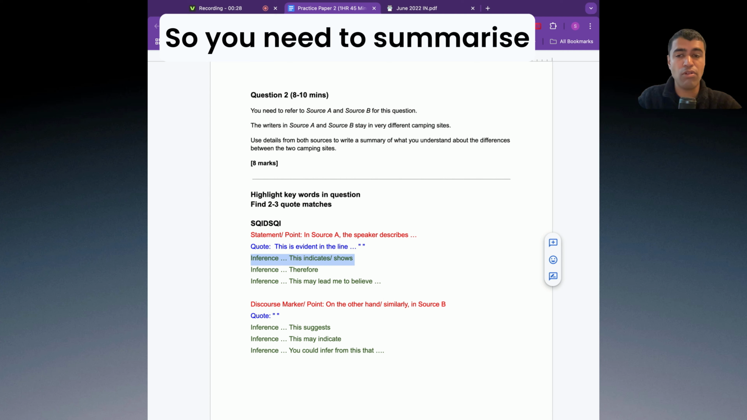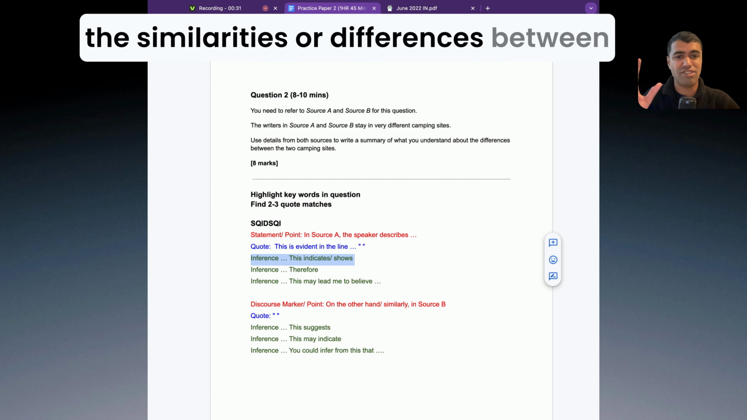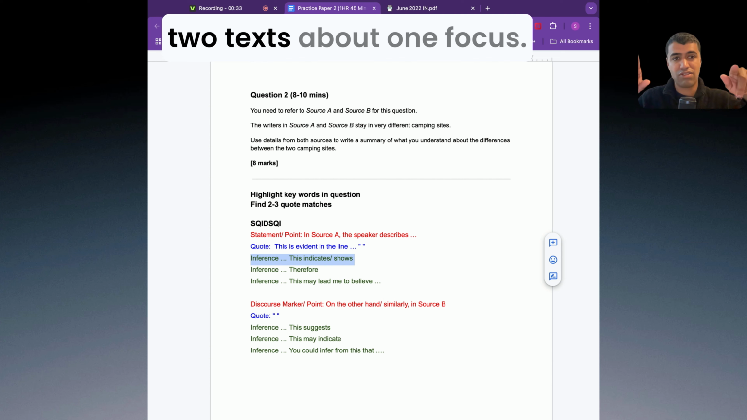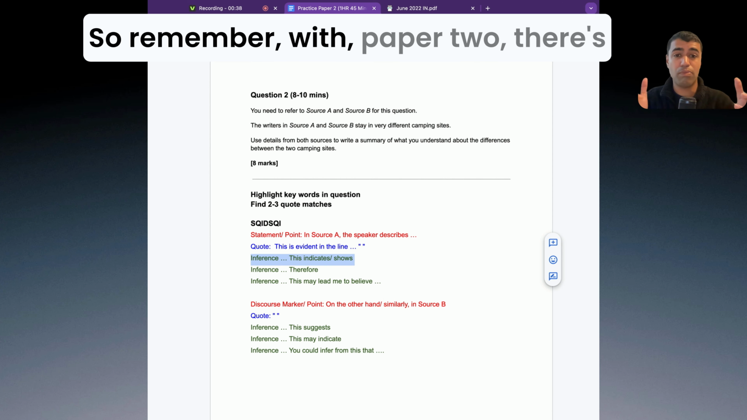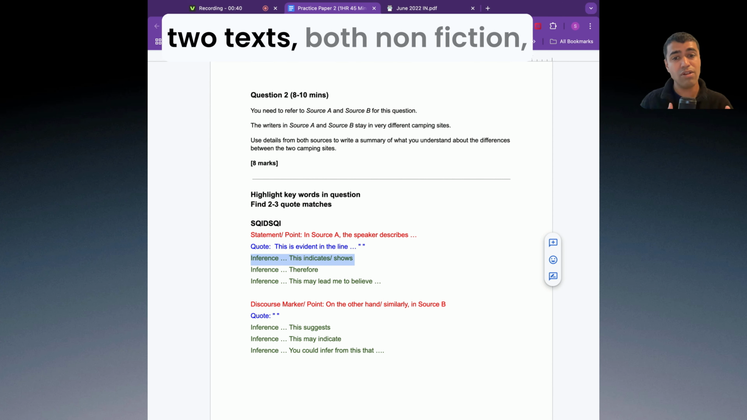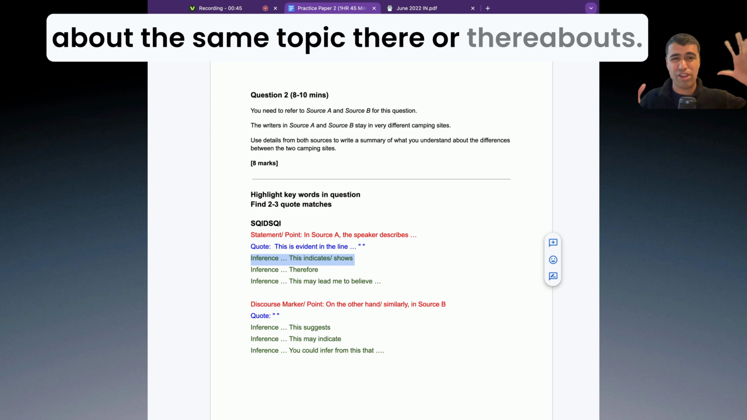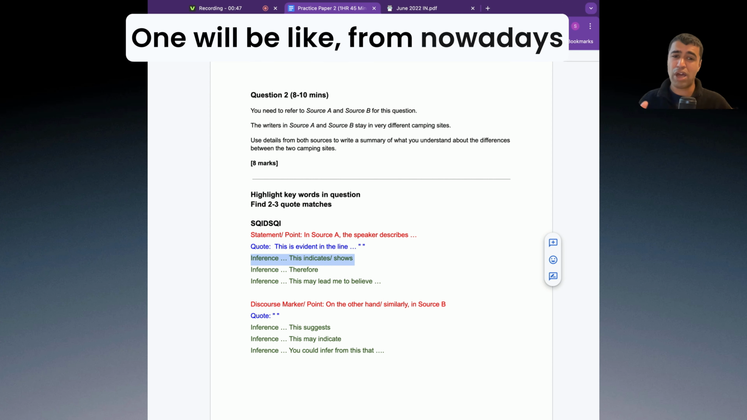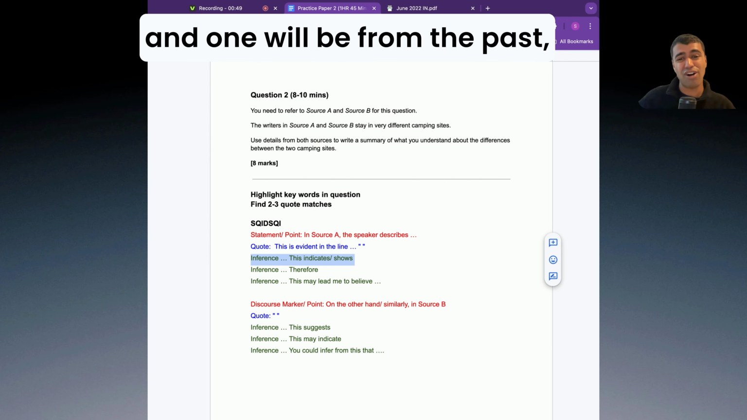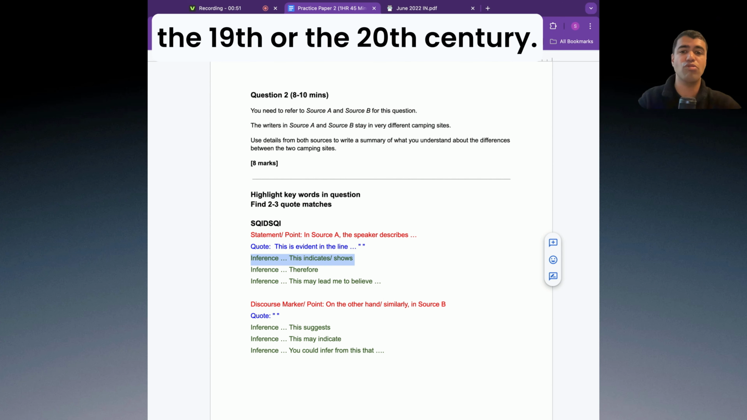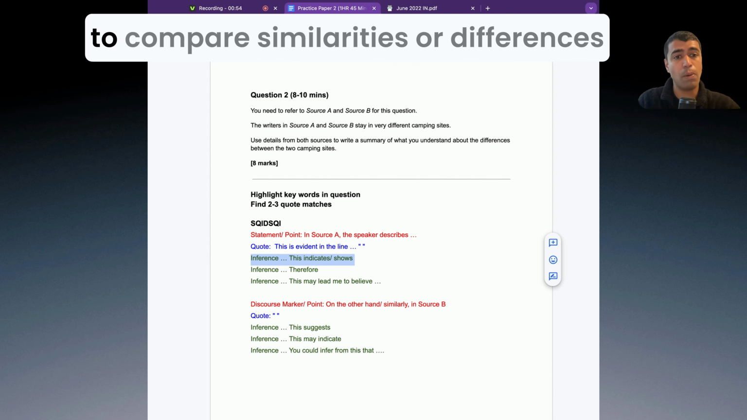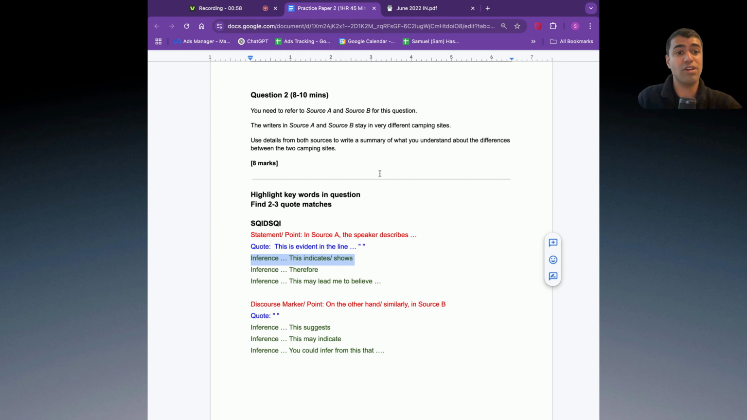So you need to summarize the similarities or differences between two texts about one focus. So remember, with paper 2, there's two texts, both non-fiction, about the same topic, there or thereabouts. And one will be from nowadays, and one will be from the past, the 19th or the 20th century. So in this question, you need to compare similarities or differences between one key focus.